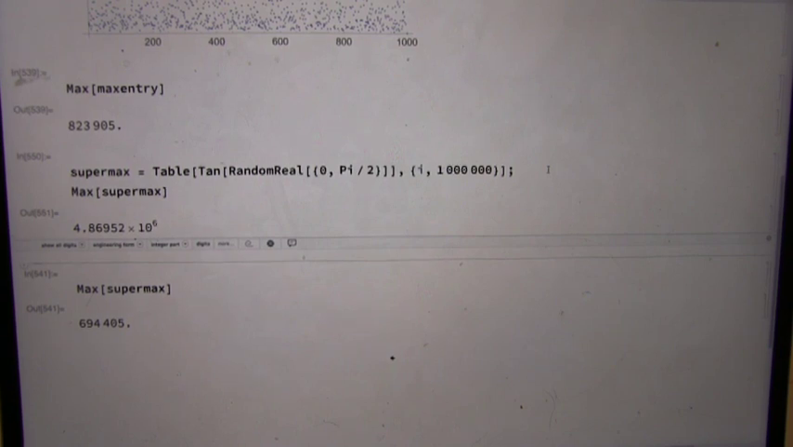Yeah, but now this arrow shooting problem, I take a random number near 90 degrees, and what happens? It goes into the millions. It goes very far.